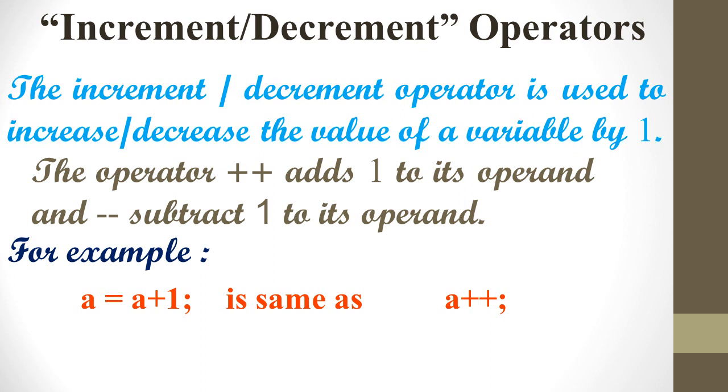Now the decrement operator, B equal to B minus 1 is the same as B minus minus. Suppose you have the value B equal to 8. So 8 minus 1 equal to 7, then 7 will be stored in B. The same as B minus minus, meaning 8 minus minus. 8 minus minus means 7. So 7 will be stored in B.